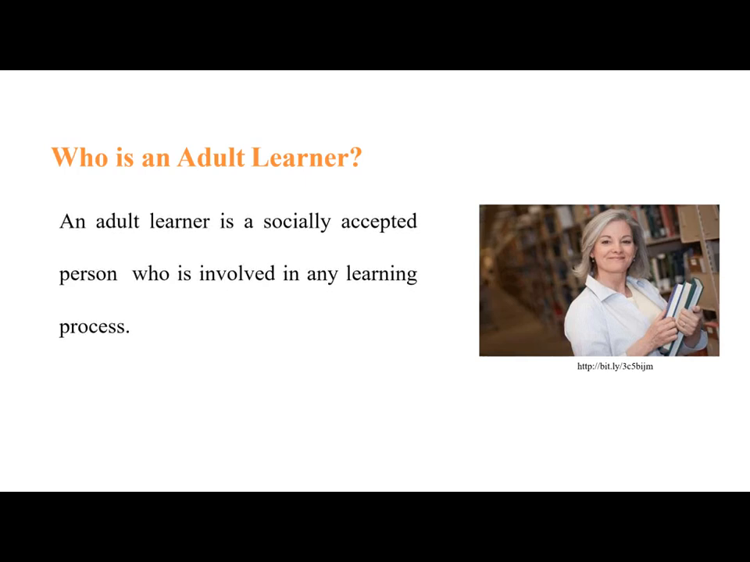An adult learner is a socially accepted person who is involved in any learning process. So remember, any adult who is involved in any learning process is called an adult learner. Most basically, define adult education as the intentional, systematic process of teaching and learning, by which persons who occupy adult roles acquire new values, attitudes, knowledge, skills, and disciplines.